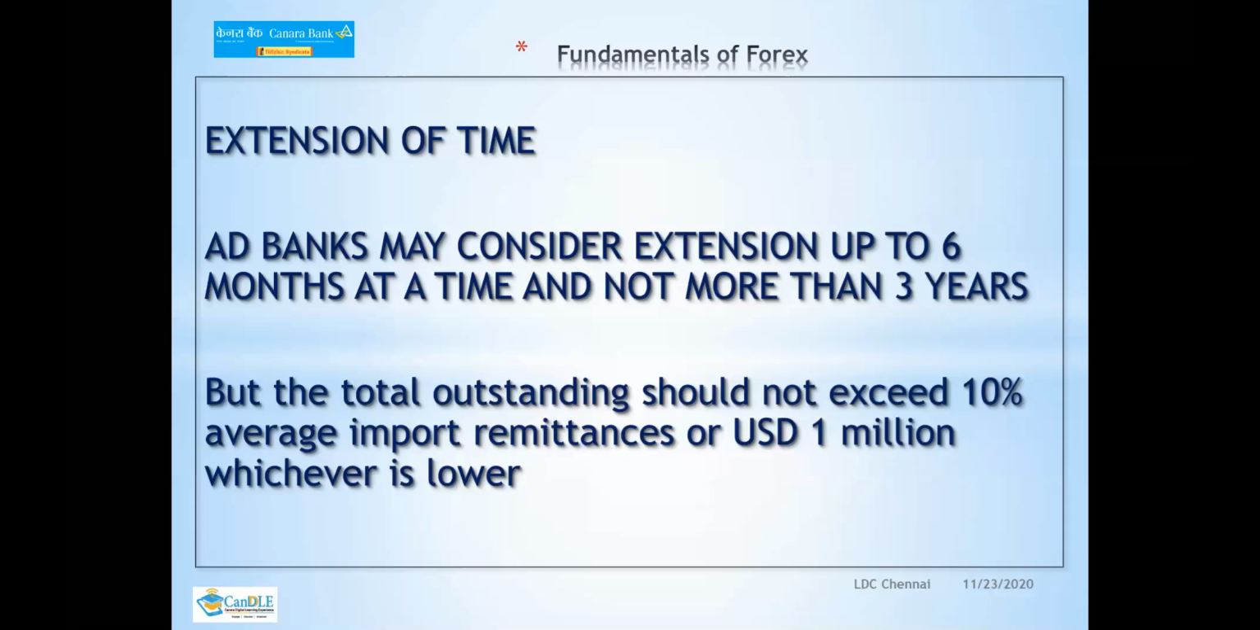You can extend only up to 3 years. That means you can give 5 extensions. But you can't give 3 years in a single go. First year, you can give 6 months. Second year, one more 6 months. Third year, one more like that. Up to 3 years, you can consider extension of import settlement. It should not exceed 1 million or 10% of import remittances.